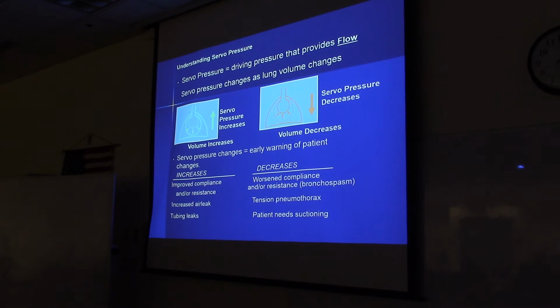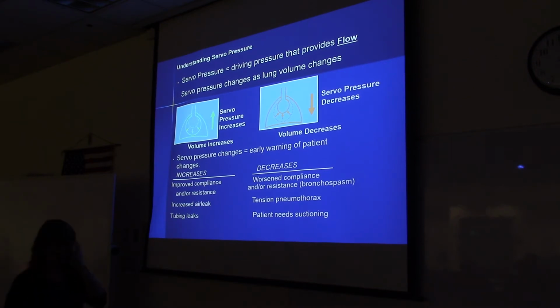So when compliance improves, you've got a little more volume going into the lung, you'll notice that the servo pressure goes up. So it goes down, or you can think of it as occlusion, goes up, you're ventilating more area. All right, let's see what the slide says.